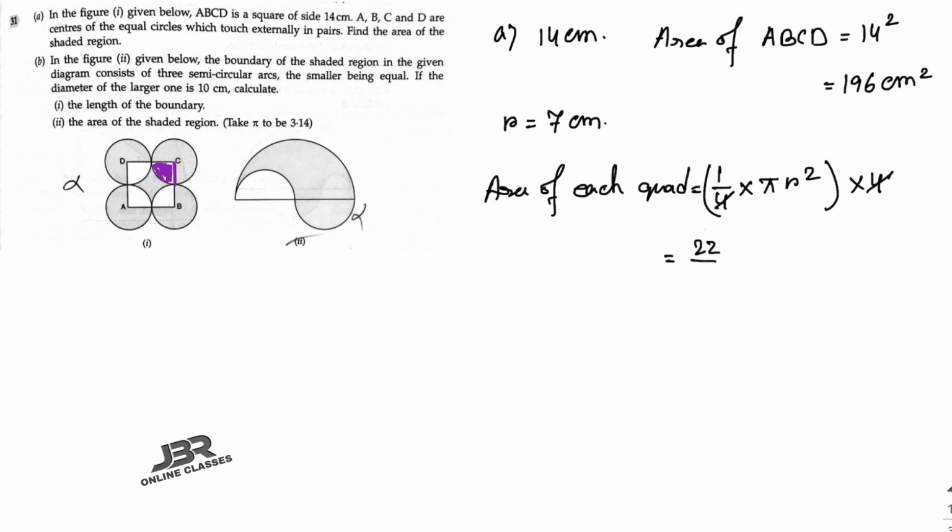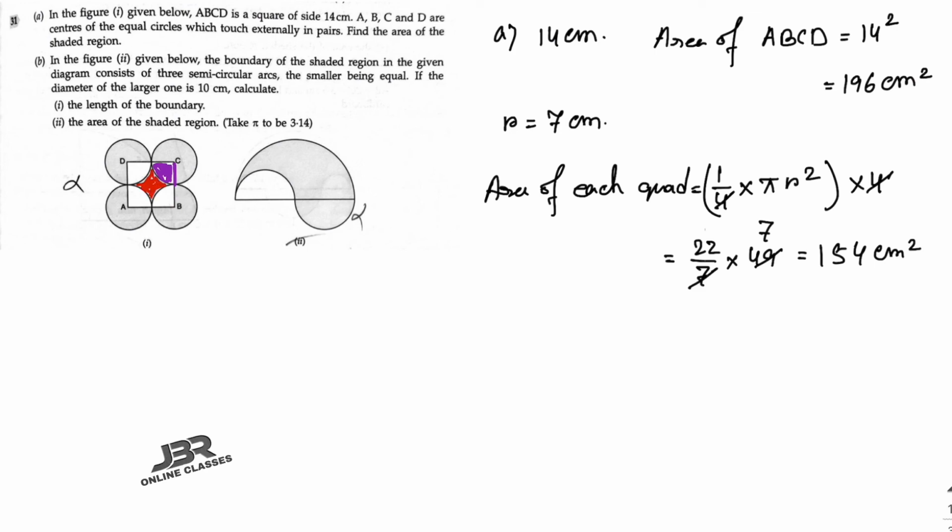Pi means 22 by 7. R square means 49. Then 7 cancels out. So here 7 times 4 is 28, 14 carry 1, and then here 154. Okay, 154 centimeter square.